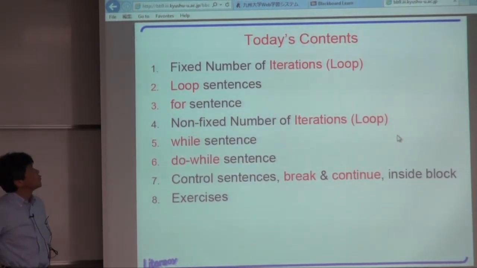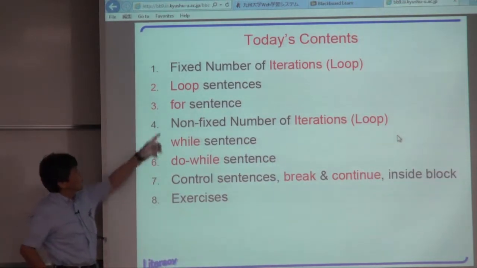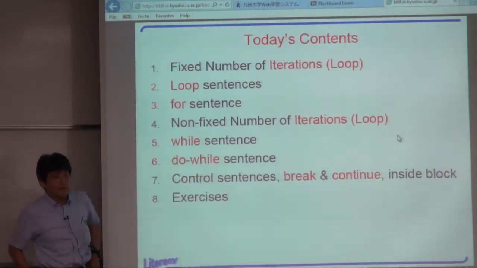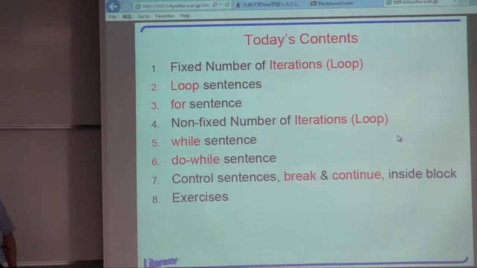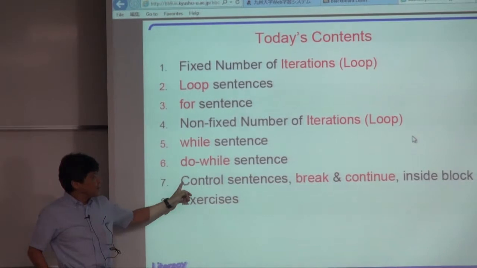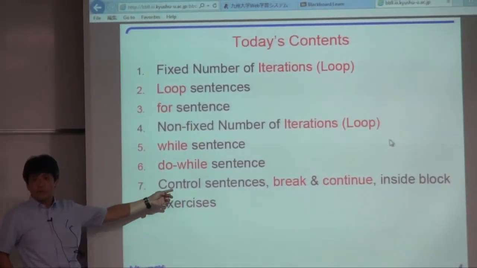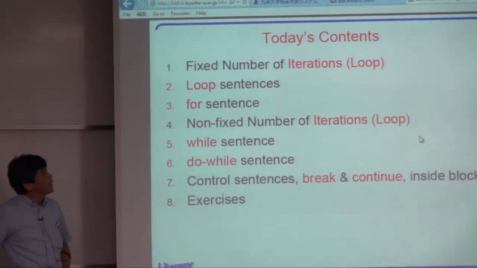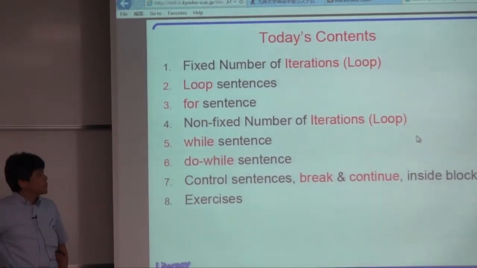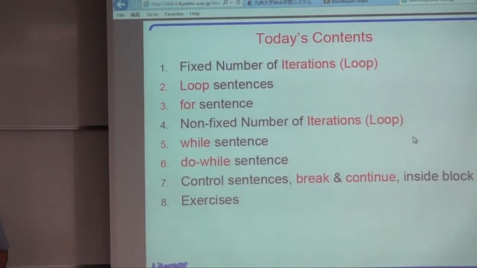First I introduce a fixed number iteration, and in the C programming language there are several loop sentences. Those are the for sentence, while sentence, and do while sentence. I will introduce each of them. And also the important sentences like break and continue. Okay, these are very convenient when you use loop sentences. Finally, I introduce today's exercise.